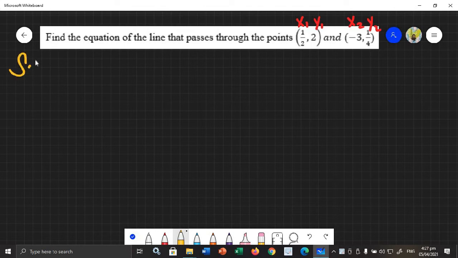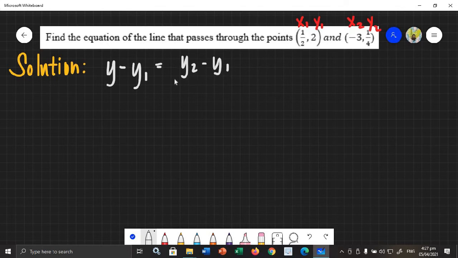Now that you assigned values for your ordered pair, we can now solve for the equation of the line using the 2-point form. So we have y minus y sub 1 is equal to y sub 2 minus y sub 1 all over x sub 2 minus x sub 1 times quantity x minus x sub 1. Okay, and then first is we need to substitute the values that we assigned on the ordered pair.